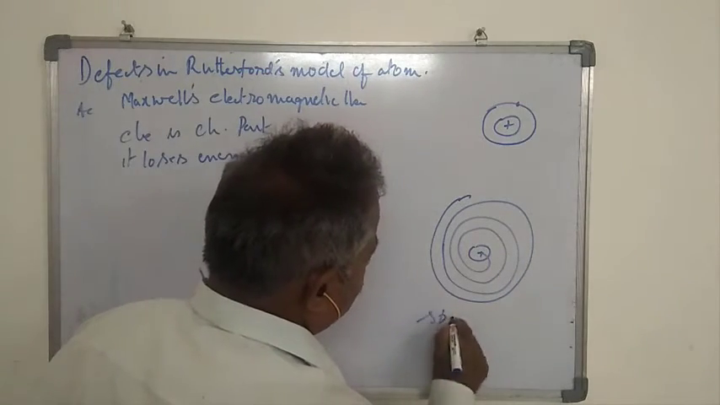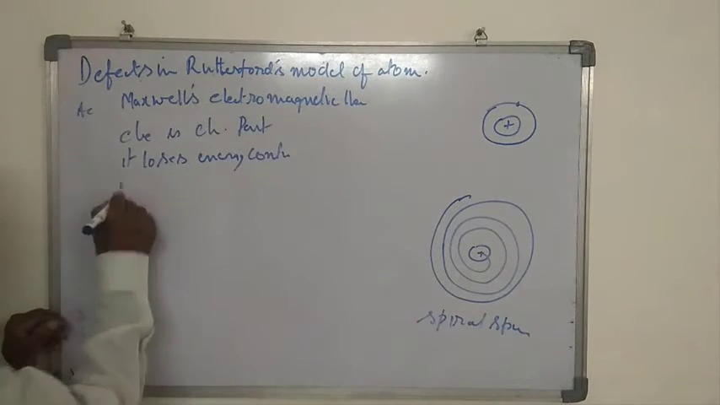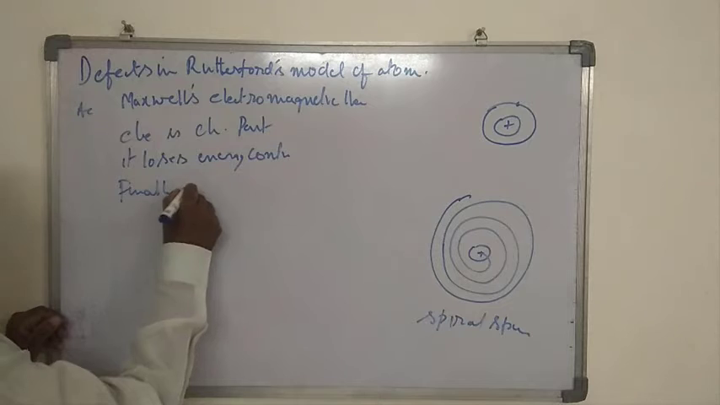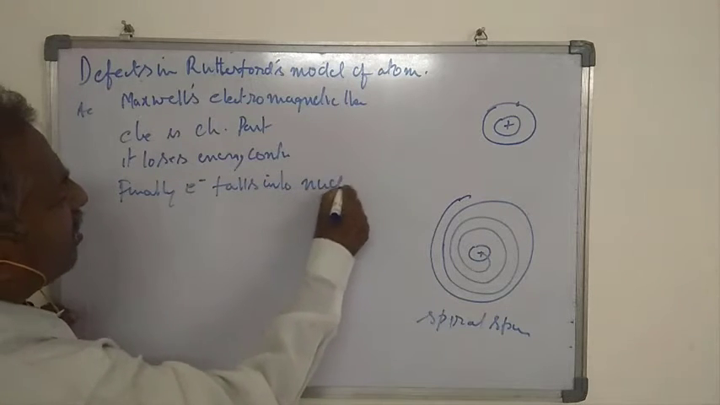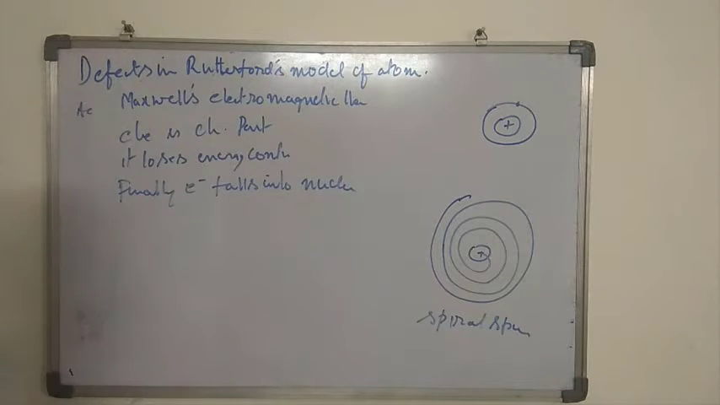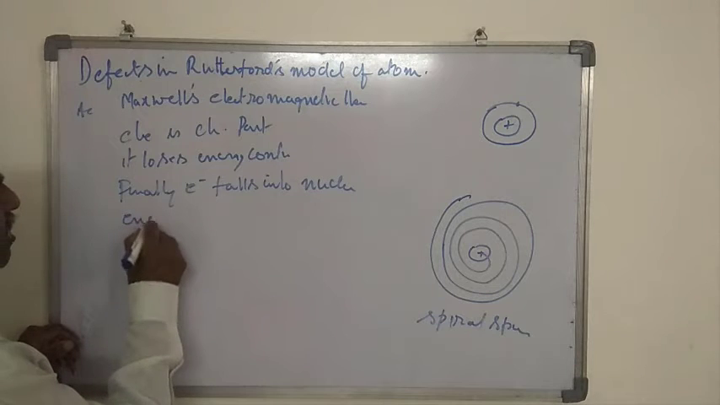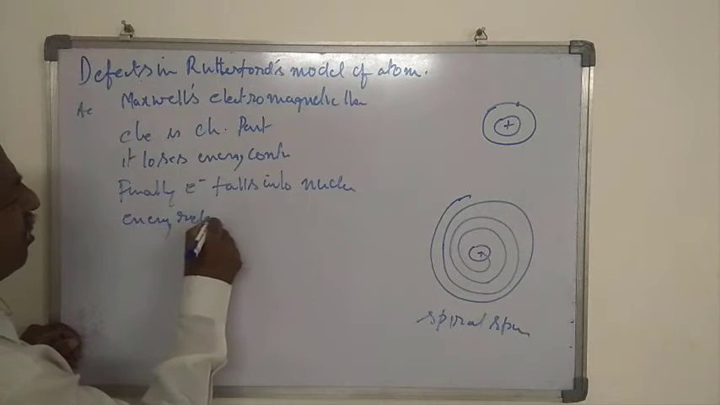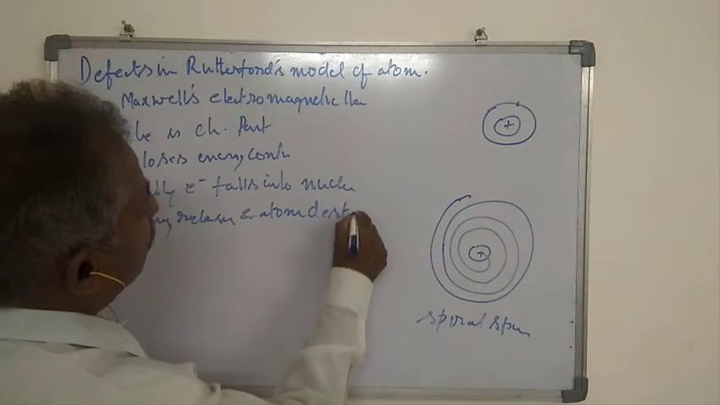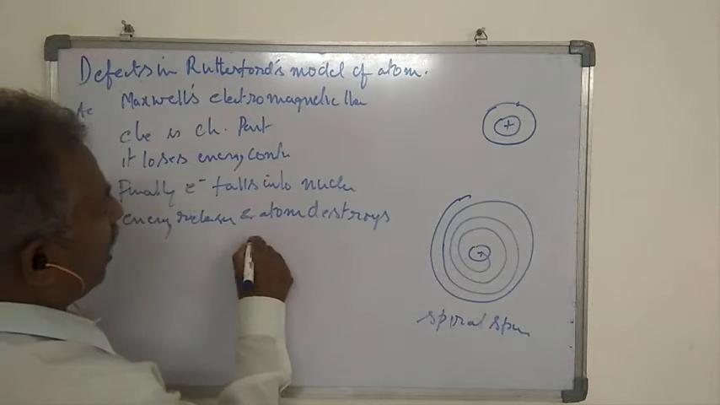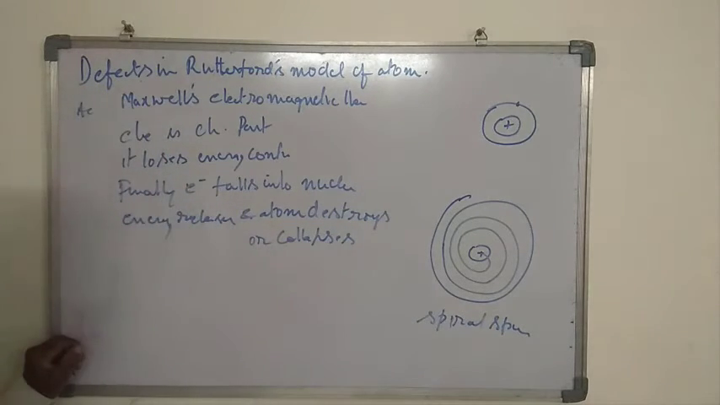This is how it revolves like a spiral spring. So finally, electron falls into nucleus. If positive charge and negative charge come close to each other, energy releases and the atom destroys, or atom collapses.